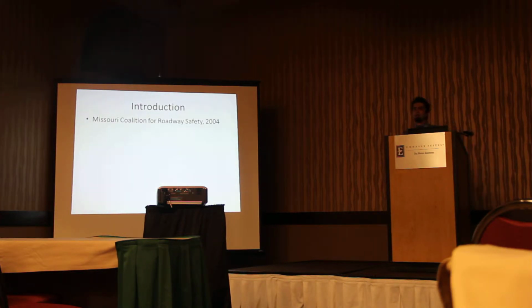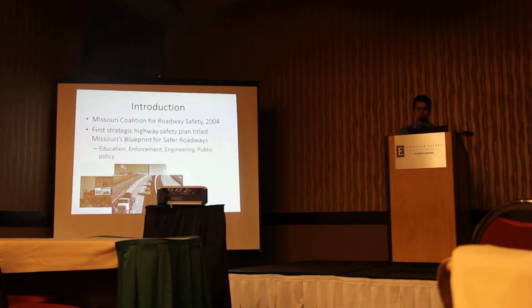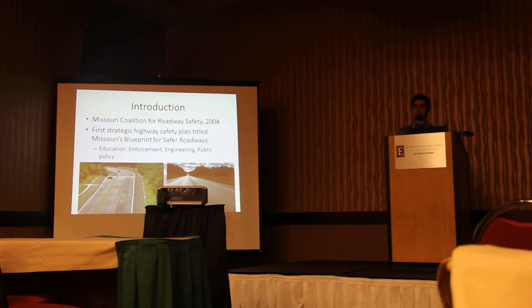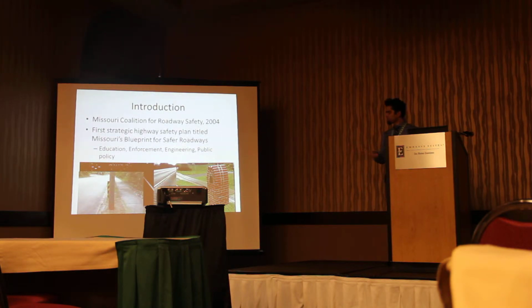In 2004, some of the advocates of Missouri safety tried to form a partnership called the Missouri Coalition. This coalition produced the first strategic highway safety plan, titled Missouri's Blueprint for Safer Roadways. Their main concern was education, enforcement, engineering, and public policy. Examples include public education, as we discussed in the previous presentation, extending the shoulder and putting rumble strips at the middle of the road or at the shoulder, dealing with pavement markings and lighting, and removing fixed objects at the roadside, which result in the most severe crashes that lead to fatalities.